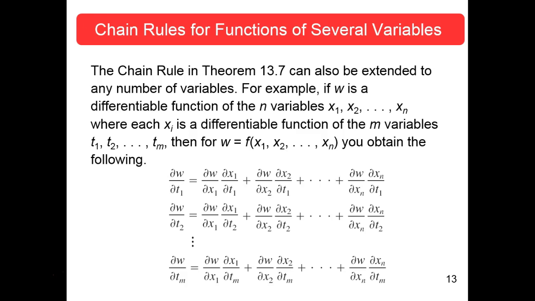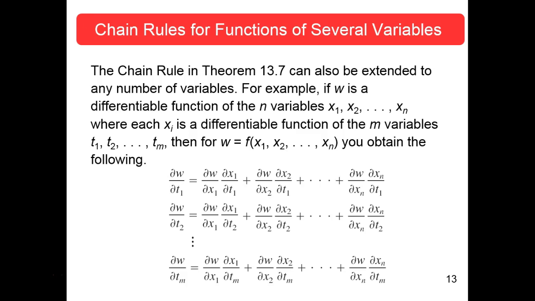Okay. The chain rule in theorem 13.7 can now be extended to any number of variables, just like we did in 13.6, I believe it was. For example, if w is a differentiable function of n variables, x1, x2, x3, all the way up to xn, where each xi is a differentiable function of m variables, t1, t2, t3, up to tm, then for w equal to some function of x1, x2 up to xn, you obtain the following, and you do each one individually, just as you get to them.